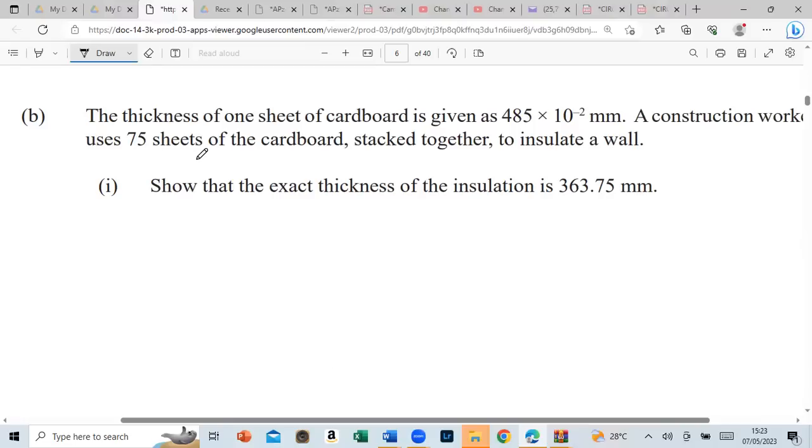All right. So what I would do is basically I'm just gonna work out the value for this. So if we have 485 times 10 to the minus 2, means that we're gonna move the decimal place 2 places to our left, right? Because it's negative. So the actual value for this would be 4.85, and I'm gonna multiply 4.85 by 75. Did you guys do that? Be honest, guys.